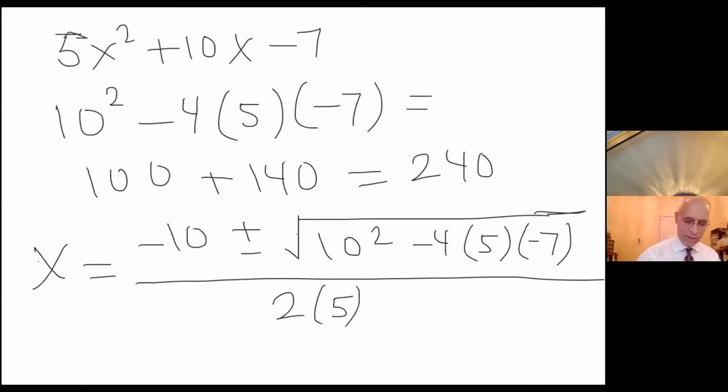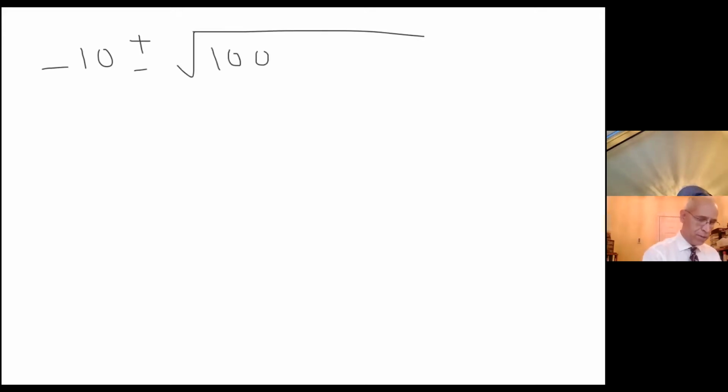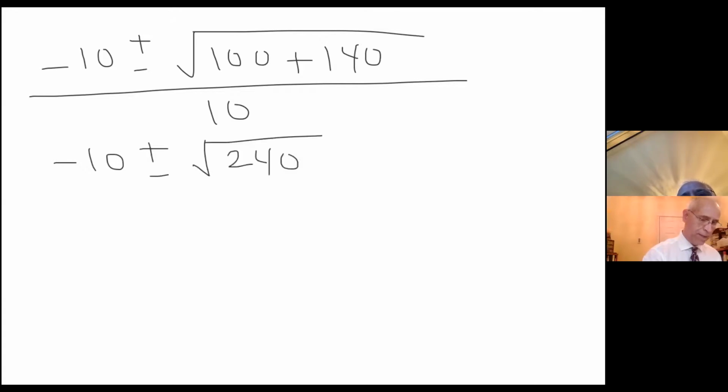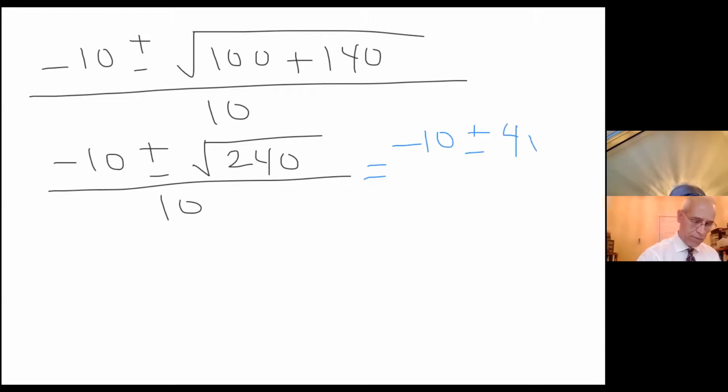Okay, let me go to the next page. So I have minus 10 plus and minus the square root of 10 squared, which is 100. Negative times negative is positive. We have 5 times 4, which is 20, times 7, which was 140, and all over 10. So I have minus 10 plus and minus the square root of 240, all over 10, which is the same as saying minus 10 plus and minus 4 times the square root of 15, all over 10.